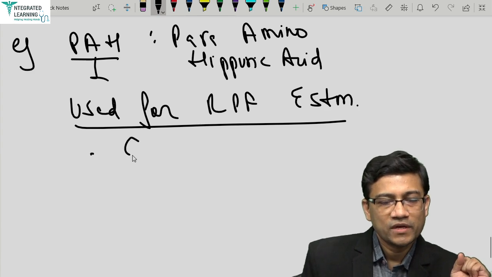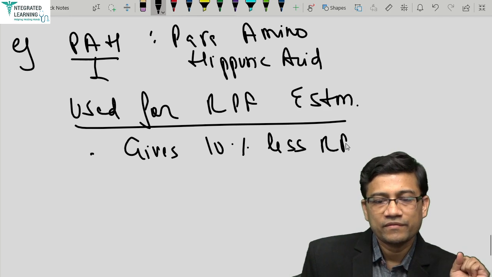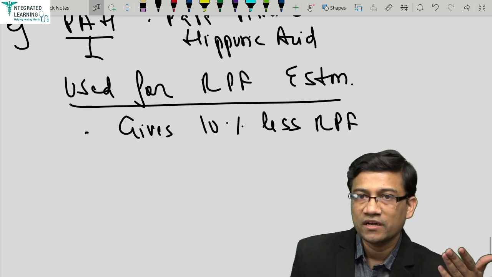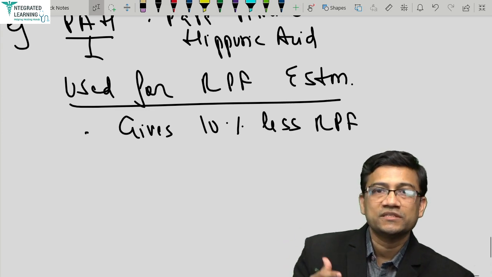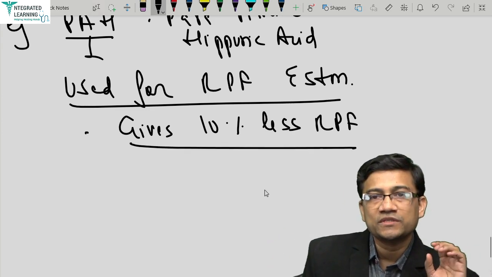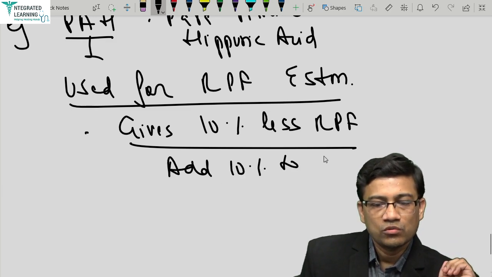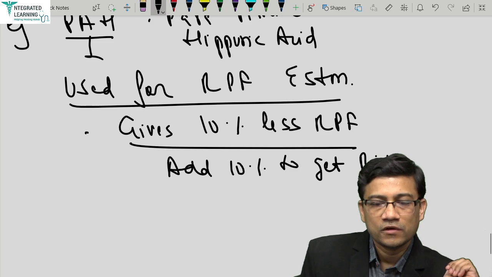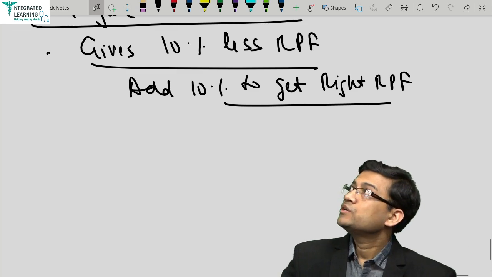Okay, problem 1: PAH gives 10% less RPF. So the clearance of PAH is given to be, let's say 600, and is actually 10% less. So you have to add 10%, let's say 60, make it 660, that is the RPF. So that's why we add 10% to the PAH clearance to get the right value, to get the right RPF.